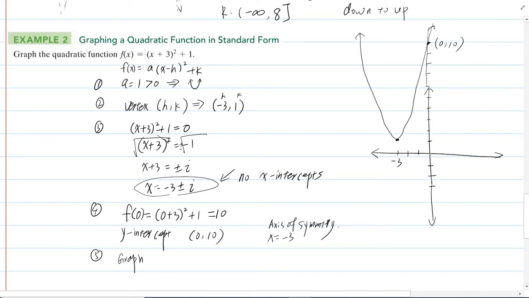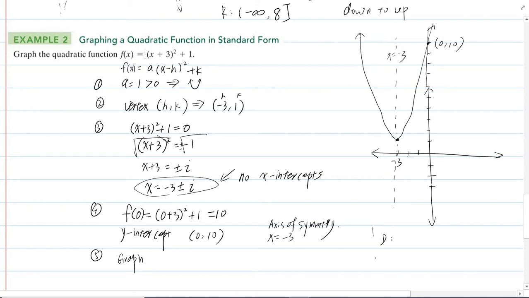So you can see there's no x-intercepts, correct? So there's no x-intercept, and then we have upward. So then we also know this is your axis of symmetry. That is x equal to -3. So everything looks good. So you're done.